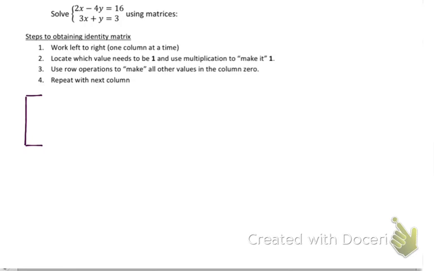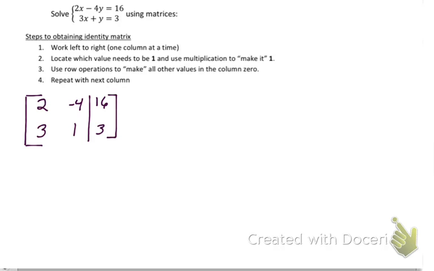The first thing I'm going to do is make sure my x's and y's are lined up. Yep. I don't have any z's, so I don't have to worry about any zeros. Everything's lined up, so we're going to go ahead and make our augmented matrix. So that means I have 2 x's, I have negative 4 y's, 16. And then we have 3, 1, and 3.